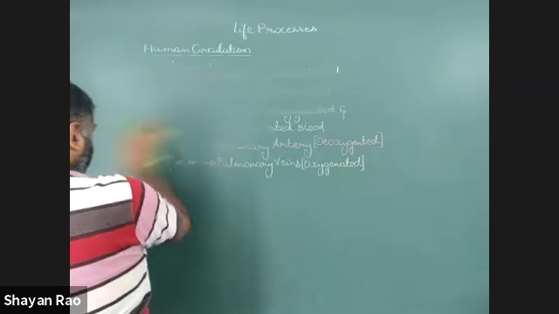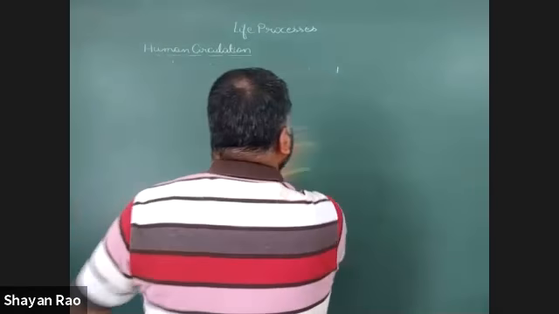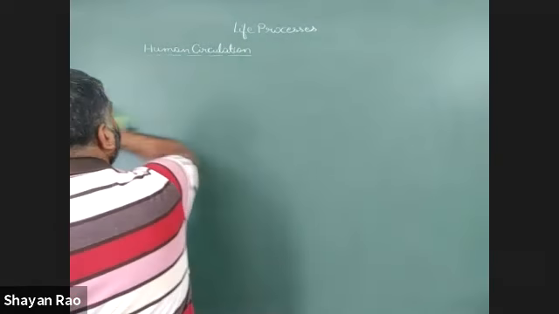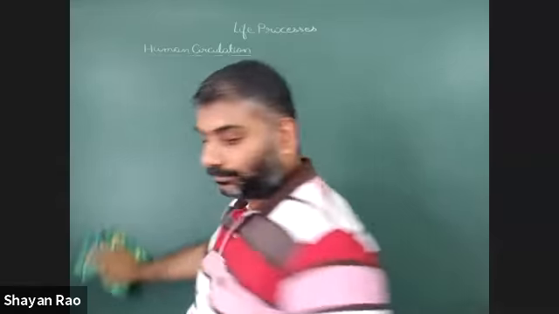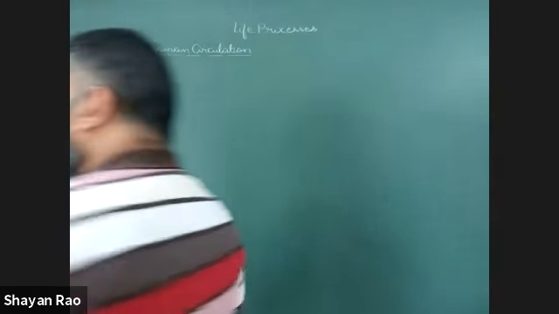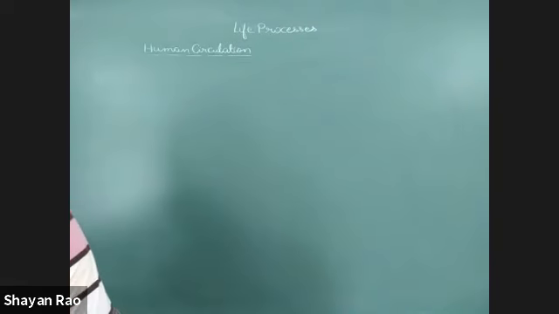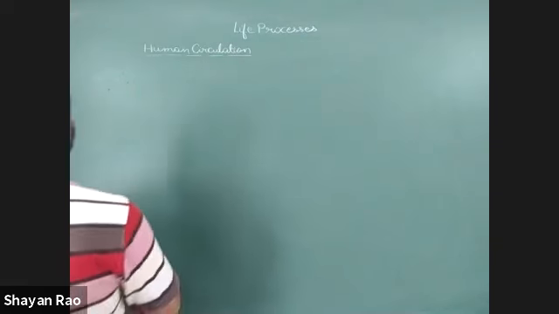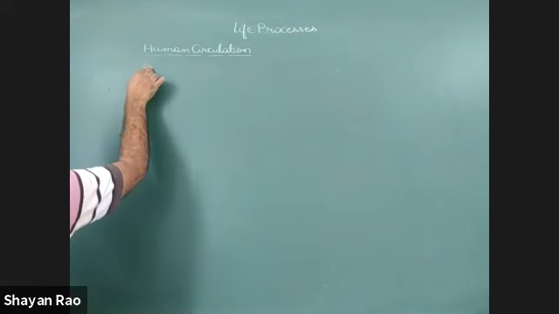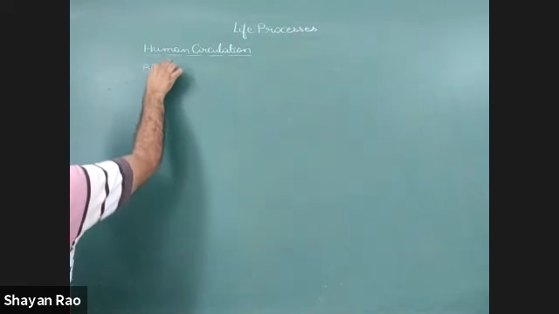So next, let's try to understand the presence and importance of blood and the different types of blood groups we have in the human body. Fine. So let's now try to understand something about human blood. The next heading is human blood.